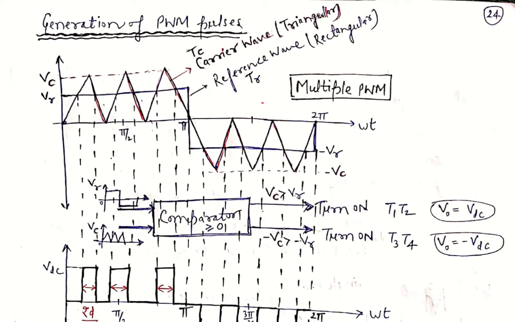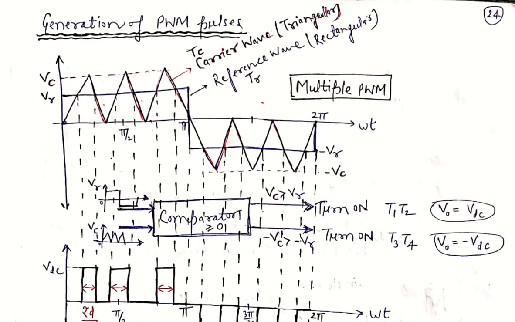So if Vc is greater than Vr, then turn on T1 and T2 of the full bridge inverter thyristors, and the output voltage is equal to VDC, or we can say Vs, that is the input voltage. And if minus Vc is greater than minus Vr in the negative half cycle, or simply Vc is less than Vr, then T3 and T4 are turned on and the output voltage is equal to minus VDC, according to the full bridge configuration when thyristors T3 and T4 are on.